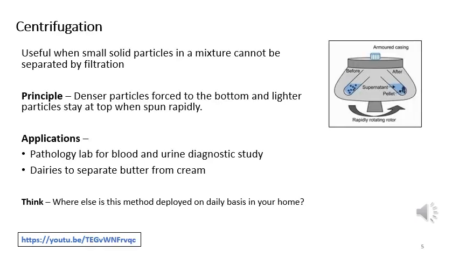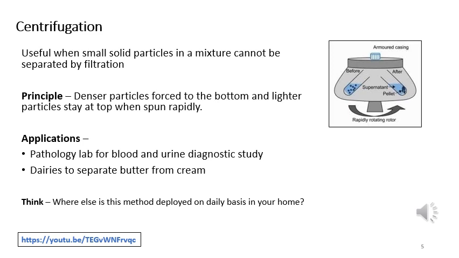Let us look into the second method of separation of mixtures, centrifugation. This is useful when a mixture has small solid particles and they cannot be separated using filtration techniques. Such types of mixtures we need to deploy centrifugation to separate its components. The principle that is used is that the mixture is spun rapidly and because of that motion the denser particles are forced to move to the bottom and the lighter particles stay at the top.